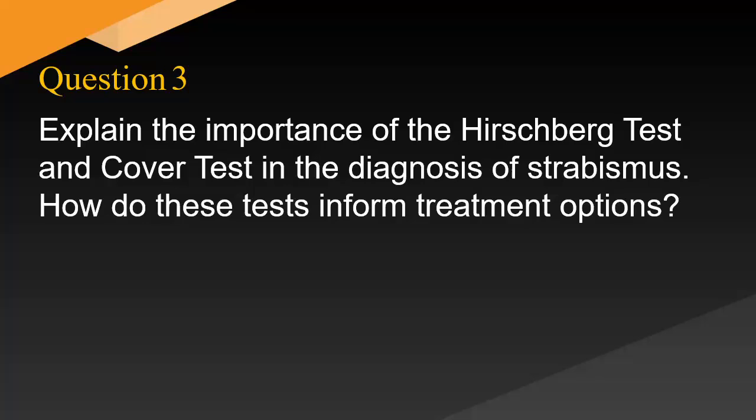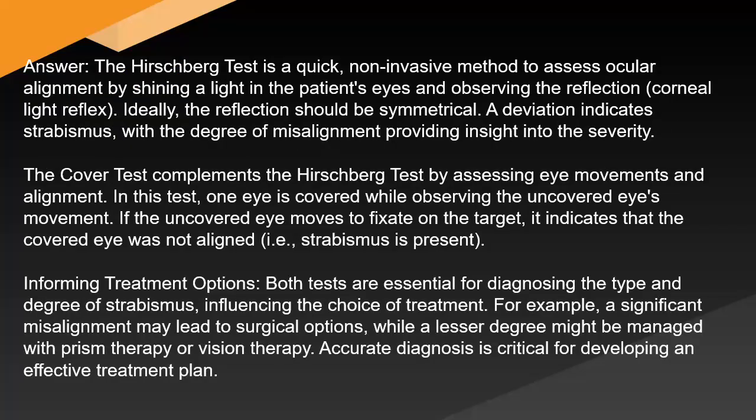Explain the importance of the Hirschberg test and cover test in the diagnosis of strabismus. How do these tests inform treatment options? Answer: The Hirschberg test is a quick, non-invasive method to assess ocular alignment by shining a light in the patient's eyes and observing the reflection, the corneal light reflex. Ideally, the reflection should be symmetrical. A deviation indicates strabismus, with the degree of misalignment providing insight into the severity.